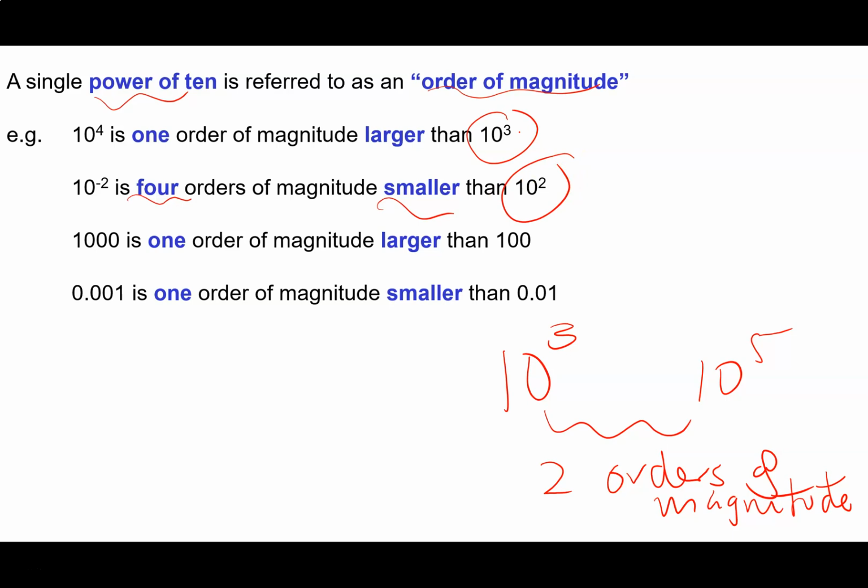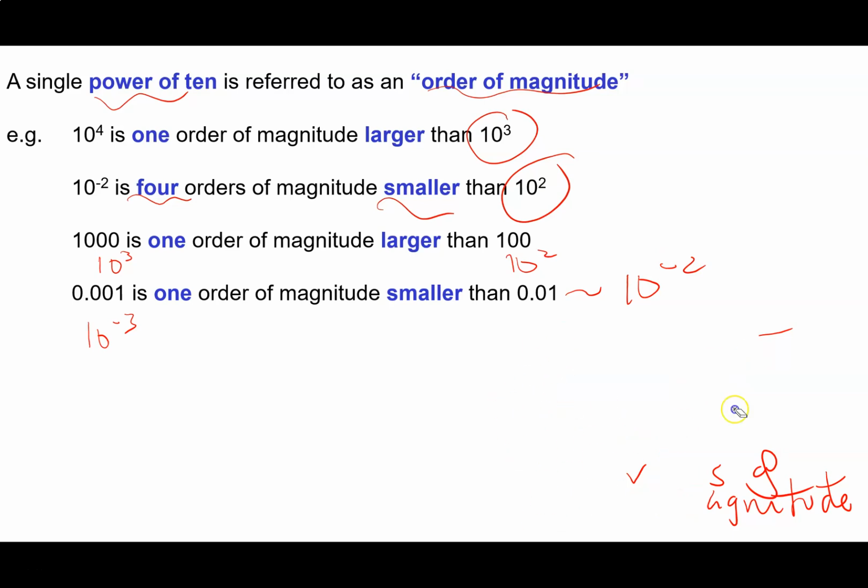So scientists are going to talk like that. 1000 is 1 order of magnitude larger than 100, right? Because that's 10 to the 3 and that's 10 to the 2, right? 0.001, or what we'd call 10 to the minus 3, is 1 order of magnitude smaller than 0.01, which is 10 to the minus 2. So you get the idea. You just kind of have to get used to sometimes people throwing that language at you. Otherwise, you might get lost.